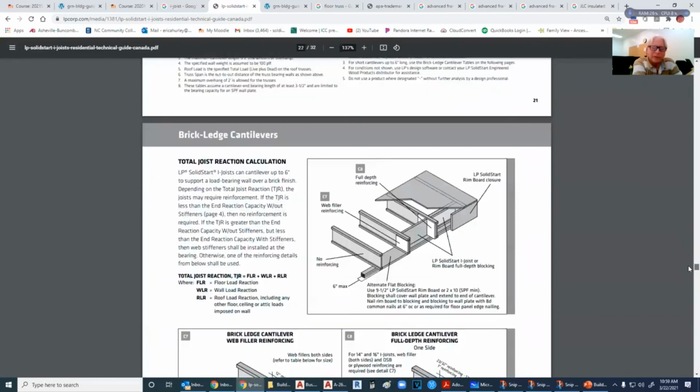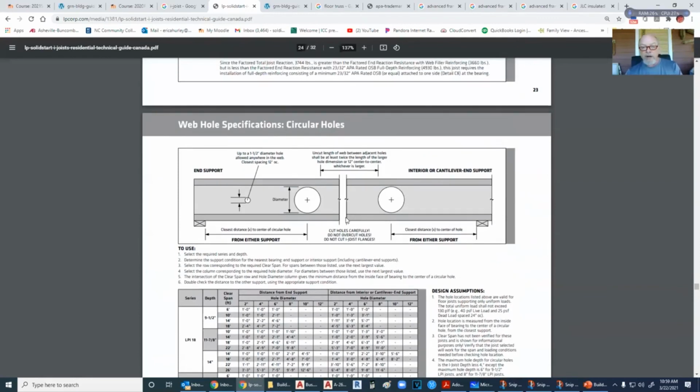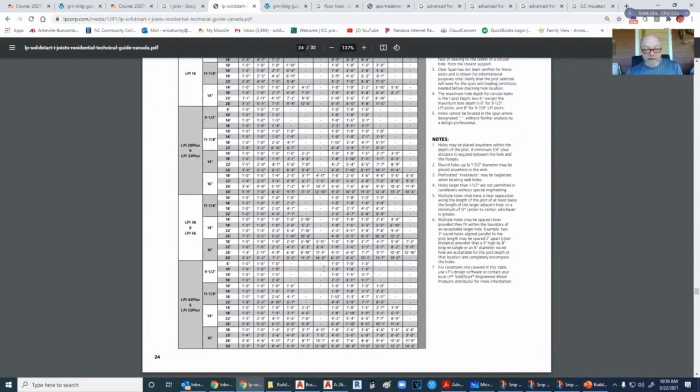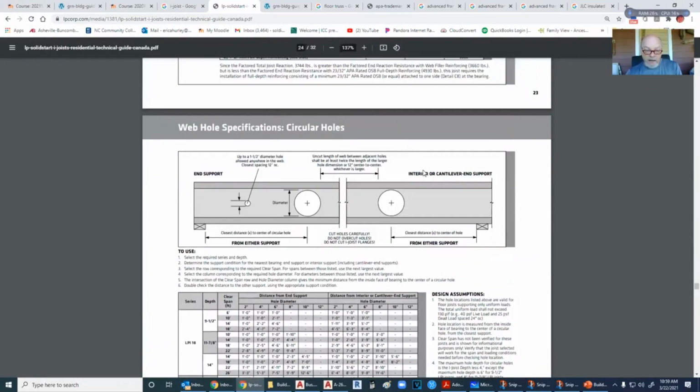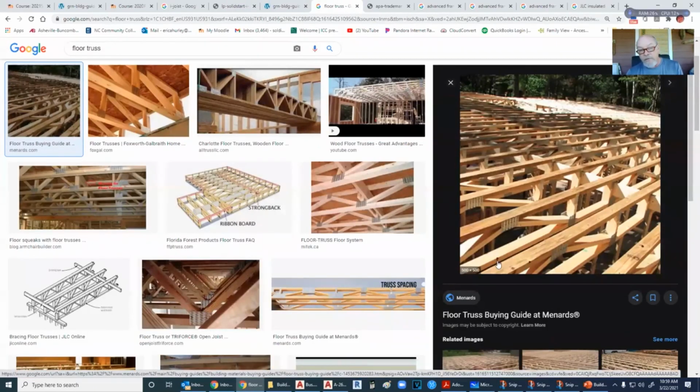So you can only cut them so much, and you can't cut the top flanges or the lower flanges at all. This whole table here is designed to help you understand where you can cut and where you can't cut. So by using a floor truss, it's just like a roof member. These can be put 2 foot on center, and they work great.